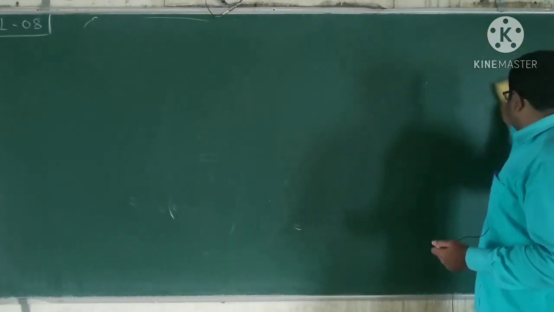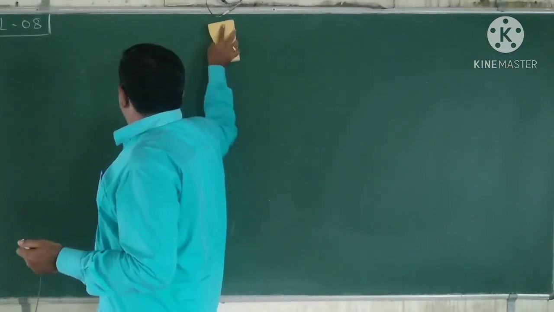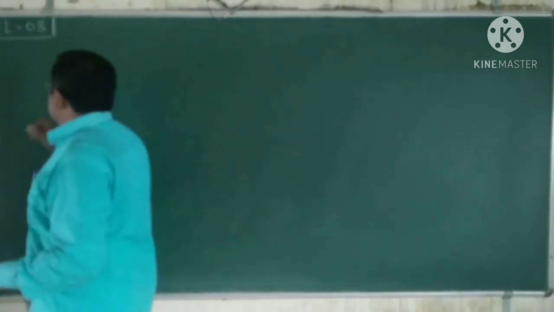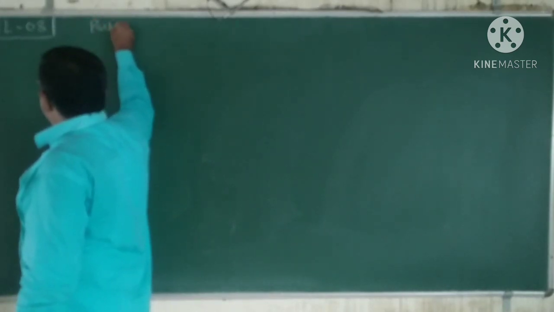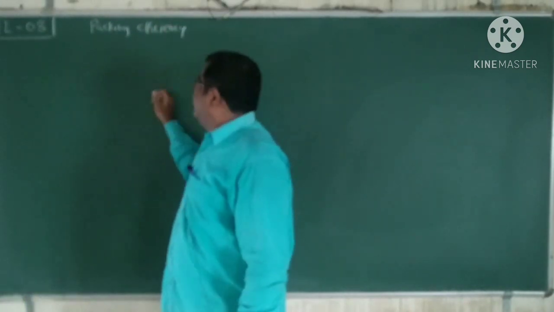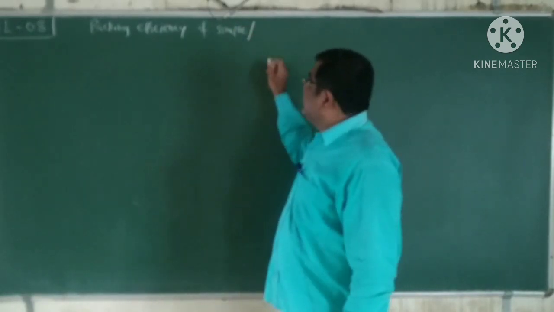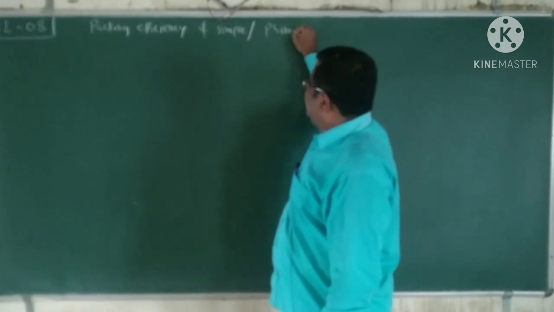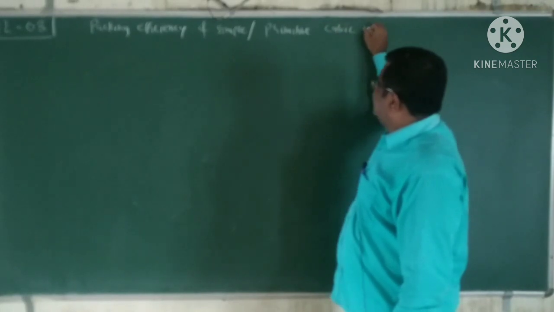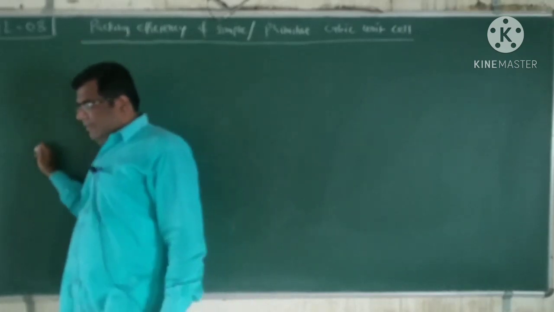So I have to write some derivation in 2-3 steps, but these are very simple derivations. If you practice them 1-2 times, you will easily understand. So first I am writing the packing efficiency of simple, or another name for simple is primitive, where particles are present only on corners, and that is the cubic unit cell. So this carries 3 marks, already I have told you.